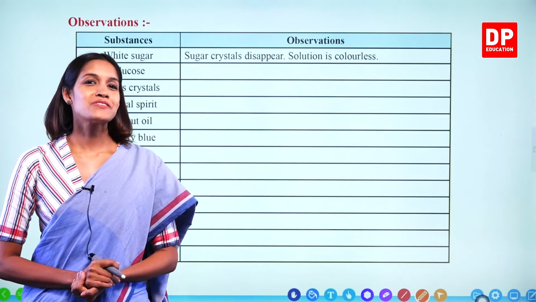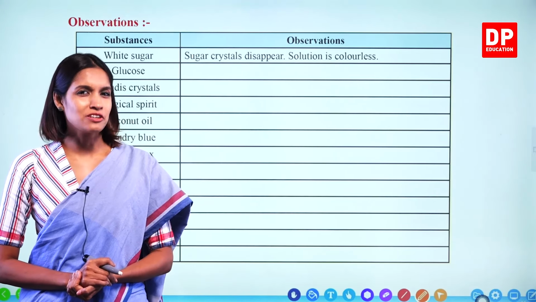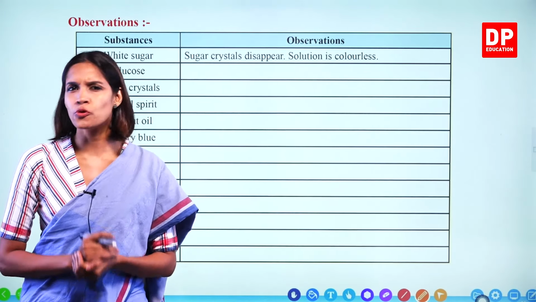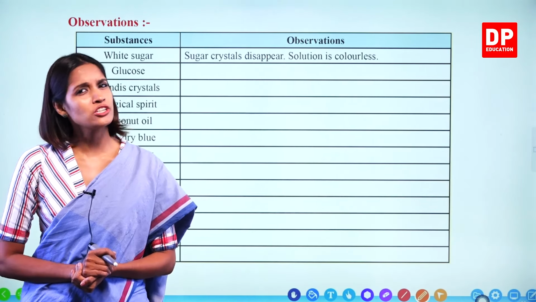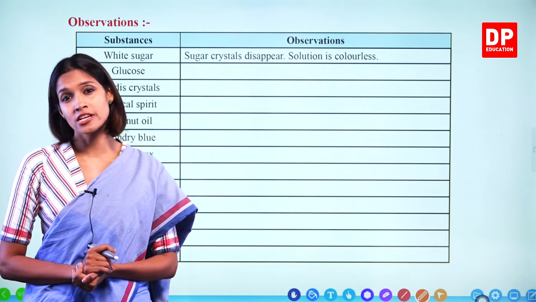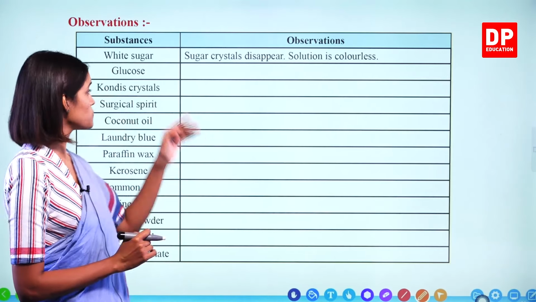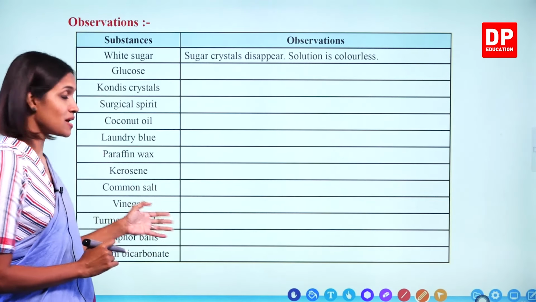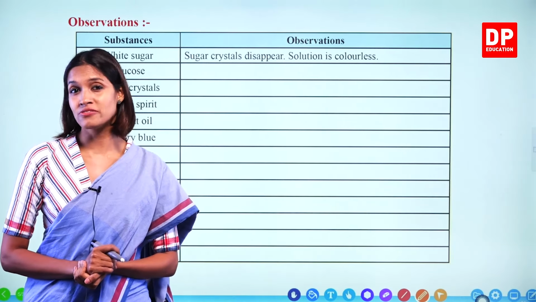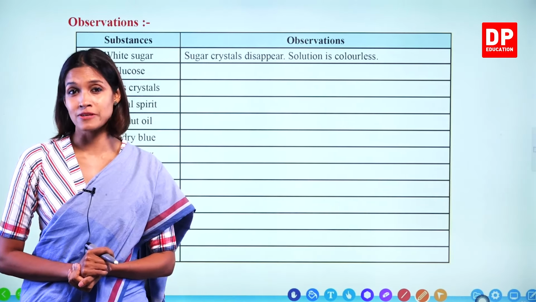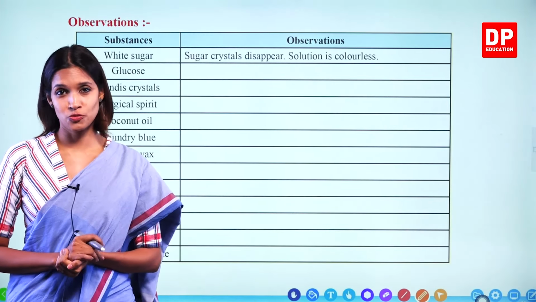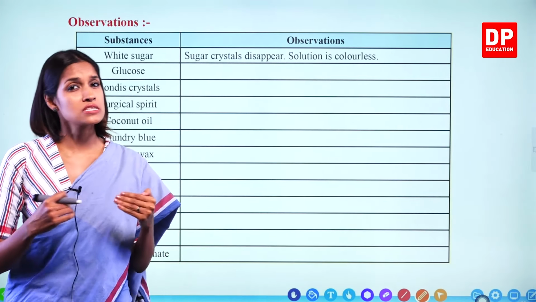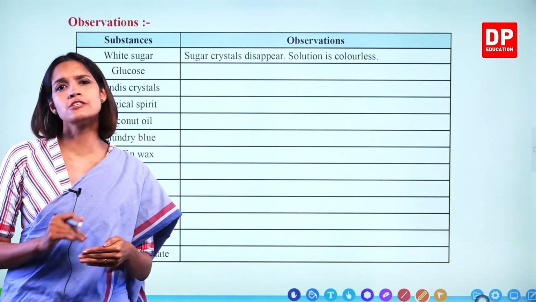Okay, children. So you observe the experiment. I hope it's very clear. And I'm sure you all have done the same experiment at home. So what did you observe? Did you observe the same thing that I showed you? I'm sure if you use these same substances, you must have observed the same. When you do this activity at home, you don't have a limit to this set of substances. Whatever other substances you can find, you can dissolve.